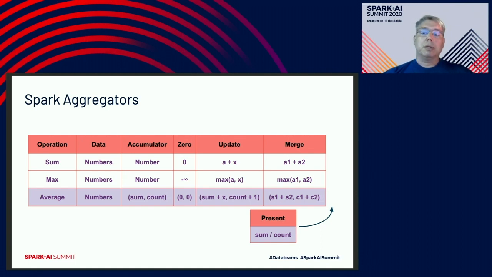Another common aggregator is average, which also operates on numeric data, but its accumulator is a pair of numbers, a sum and a count of elements. And so you can see that update and merge operate on this pair, not just a single number. We have also defined a final presentation function to return a value to the user, in this case, just the sum over the count.